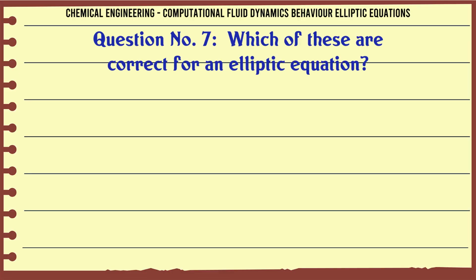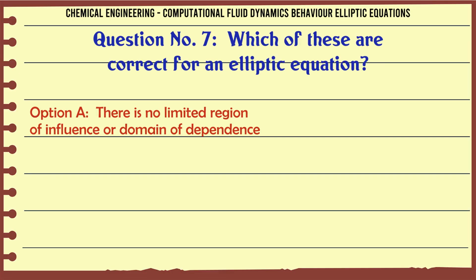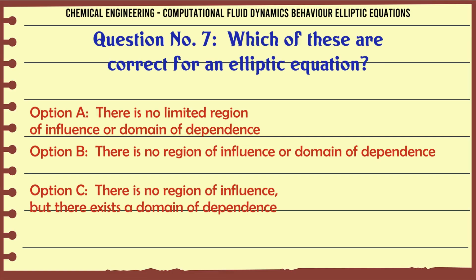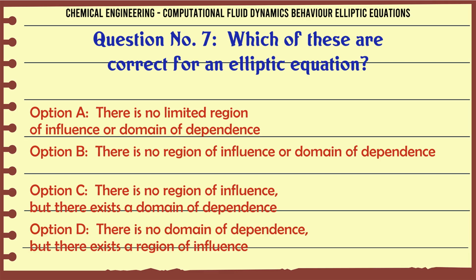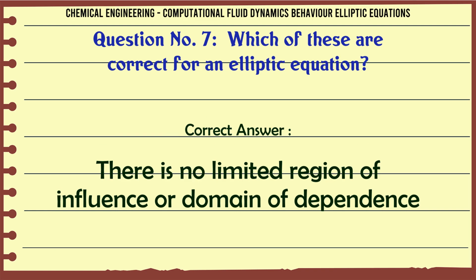Which of these are correct for an elliptic equation? A. There is no limited region of influence or domain of dependence. B. There is no region of influence or domain of dependence. C. There is no region of influence but there exists a domain of dependence. D. There is no domain of dependence but there exists a region of influence. The correct answer is there is no limited region of influence or domain of dependence.